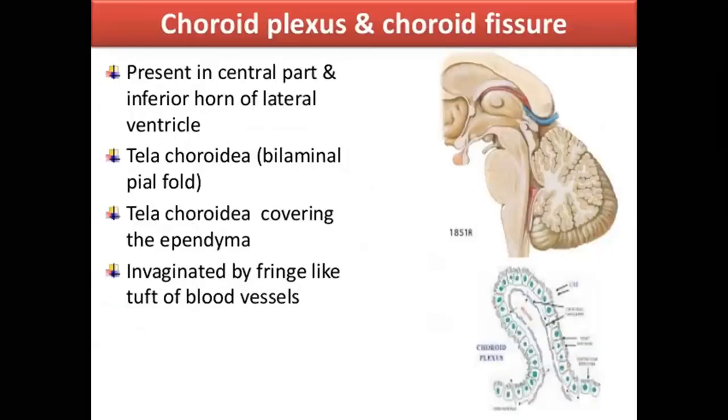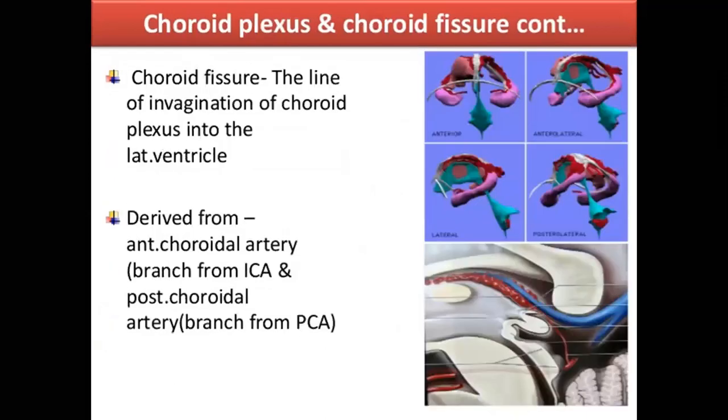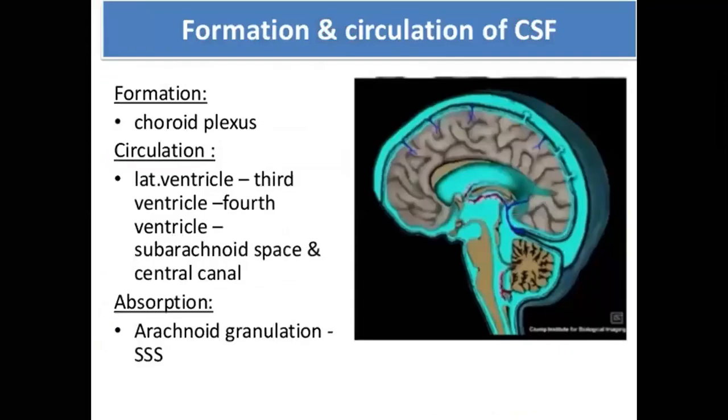Now the choroid plexus. The choroid plexus are responsible for the production of CSF. Basically, they are a bunch of capillaries with ependyma. The capillaries are there and the ependyma is there. They produce the CSF. And choroid plexus are present in the lateral ventricle, third ventricle and fourth ventricle. That's about the choroid plexus.